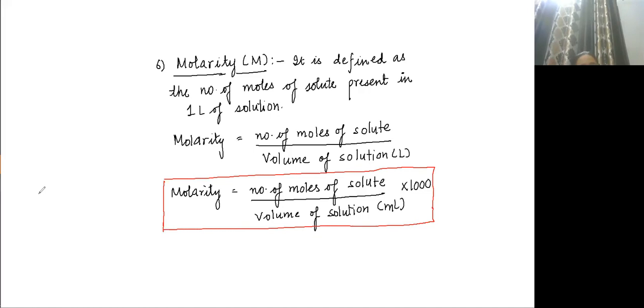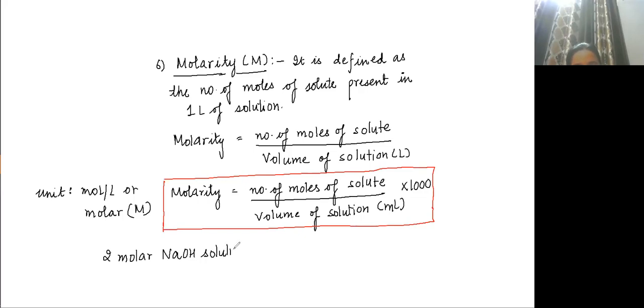Now what will be the units of molarity? Unit is moles per liter or molar, represented by capital M. That is molal, this is molar. What do you mean by 2 molar NaOH solution? What do you mean by this statement? 2 molar NaOH solution.